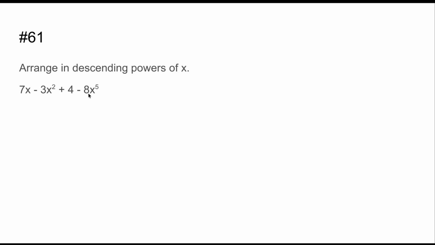So negative, don't forget this negative sign, negative 8x to the 5th power. Then negative 3x squared. Then there's no sign in front of this 7, so we know it's positive. So plus 7x plus 4.